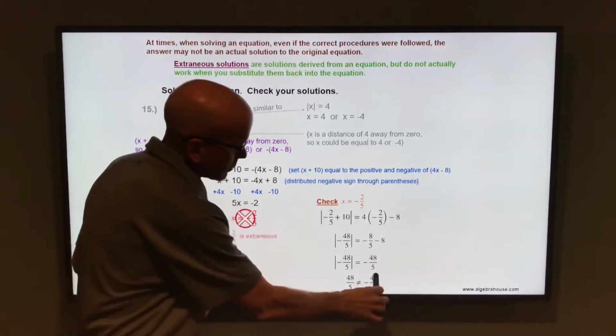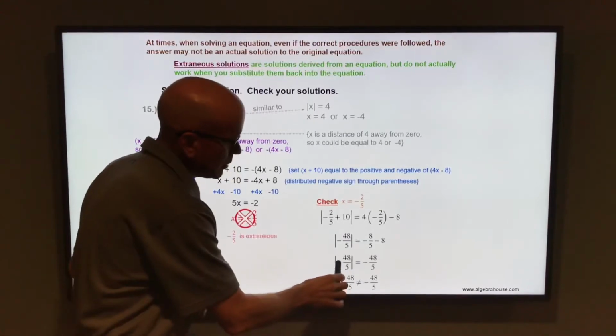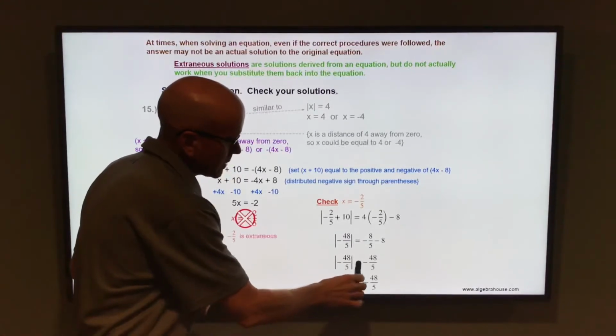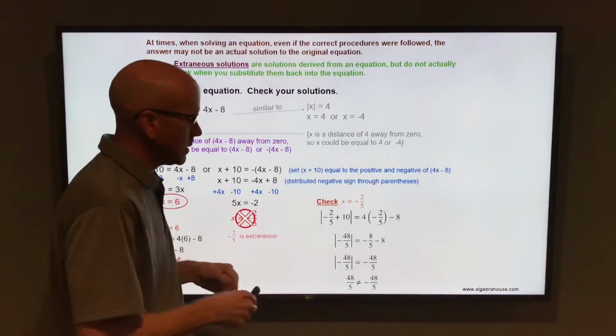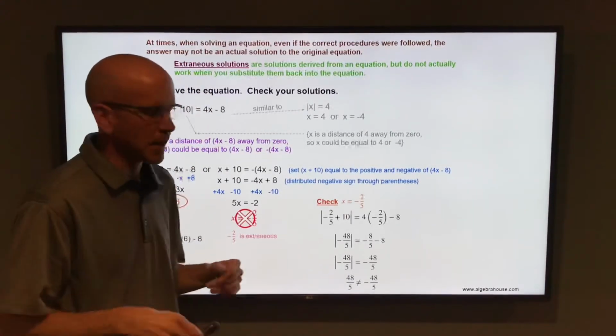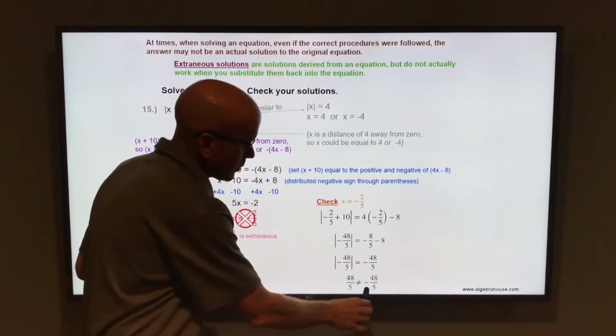That's not equal to this negative 48/5. Those two are not the same. The absolute value of negative 48/5 is not equal to negative 48/5. Remember, absolute value, the distance from 0, cannot be negative. So that would be a false statement. I show it's not equal to there.